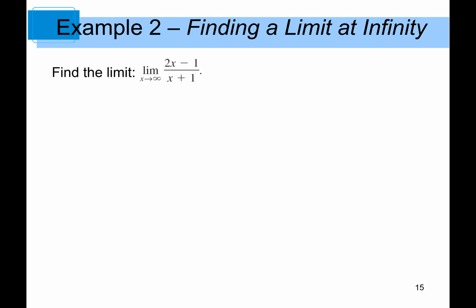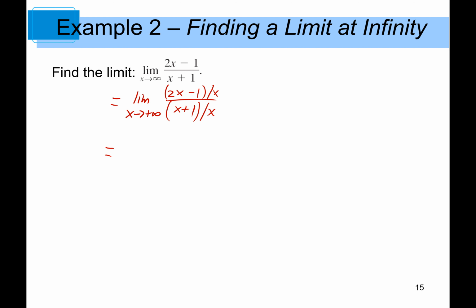And if you look at the second question, we have the limit as x approaches positive infinity of 2x minus 1 over x plus 1. If you do direct substitution, it probably doesn't help too much. So what we can do is divide both the numerator and denominator by x.